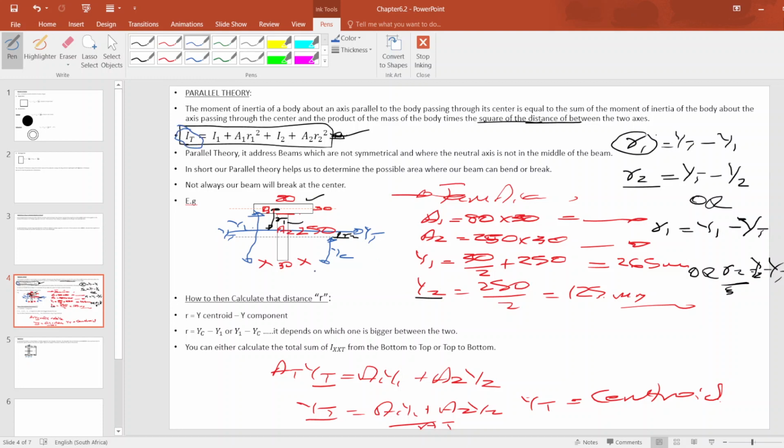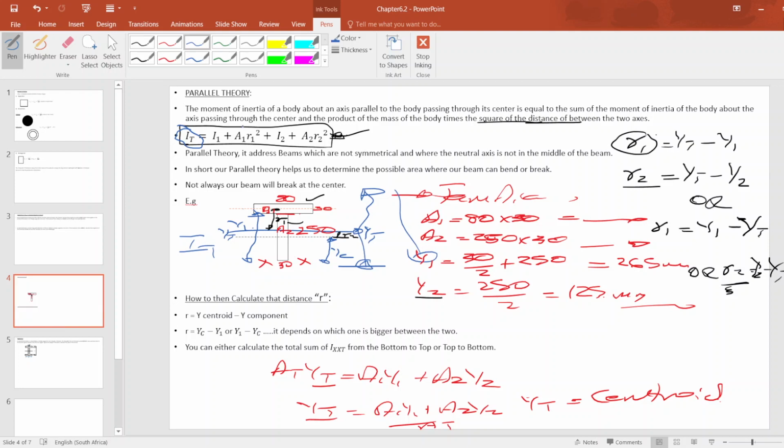Now, it doesn't matter in calculating the IT whether you calculate it from bottom going up or from top going down. Your answer would be correct and the same. But I like working from top going down. For me, it makes more sense, because of gravitational force pulling the structure down and the weight pushing the force down. I like working from top to bottom, but it doesn't matter. You can work from bottom going up. Your answer will still be the same.